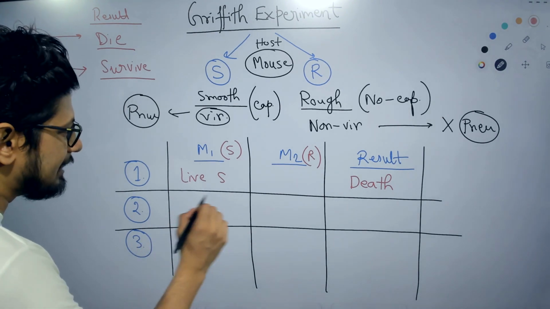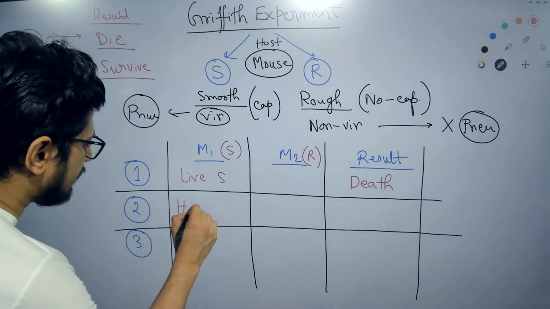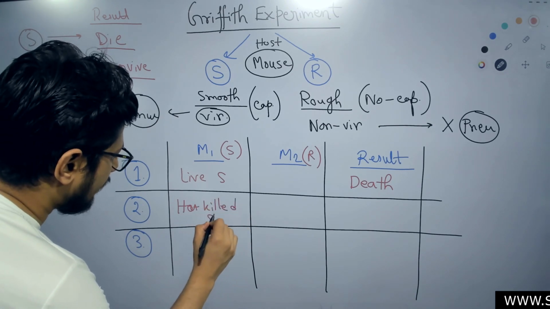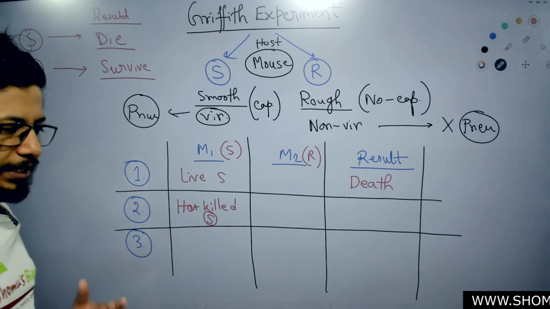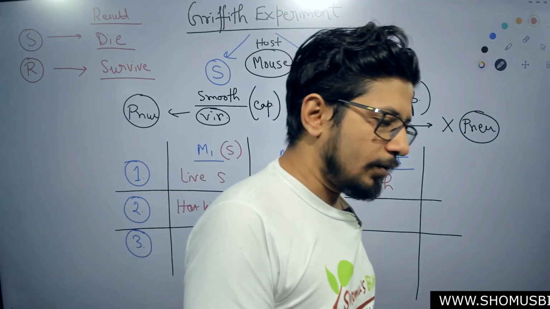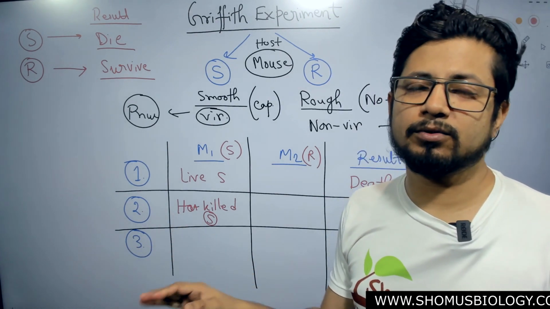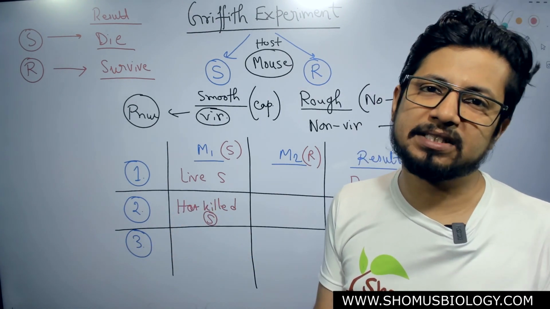Next is when we have heat killed S strain. So heat killed S strain means we put significant heat to the S strain of bacteria until they are damaged and killed.